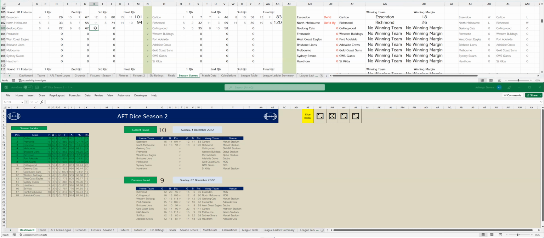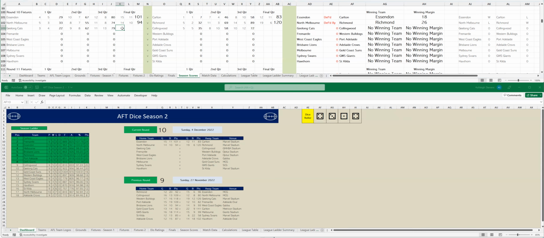Let's go to the third quarter. Geelong have kicked 2 goals 5. So that's 11 goals 13 to Collingwood 2 goals 2. So that's 10 goals 12. It's going to be close here. Geelong are still in front by 7 points.